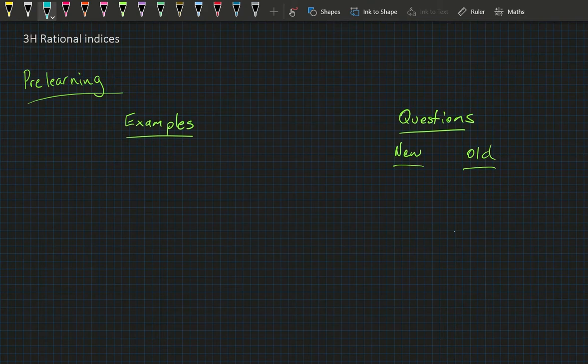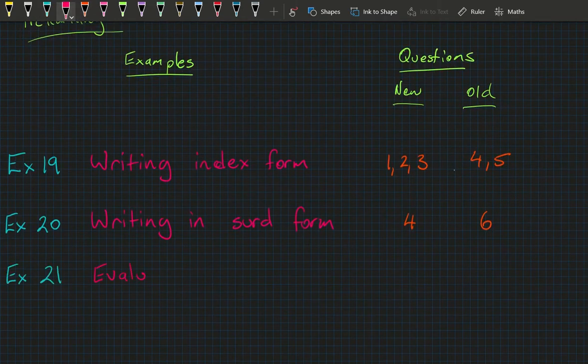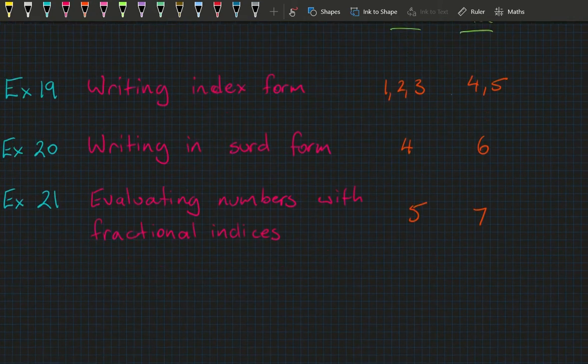In this lesson, your examples and pre-learning will be example 19, writing in the index form. And your pre-learning for this example will be questions 1, 2 and 3 in the new book and 4 and 5 in the old book. And then we'll do example 20, where we'll be writing in surd form. And for this example, your pre-learning will be question 4 in the new book and question 6 in the old book. And then finally, we'll do example 21, where we'll be evaluating numbers with fractional indices. And in this example, your pre-learning will be question 5 in the new book and question 7 in the old book. So welcome to this unit.